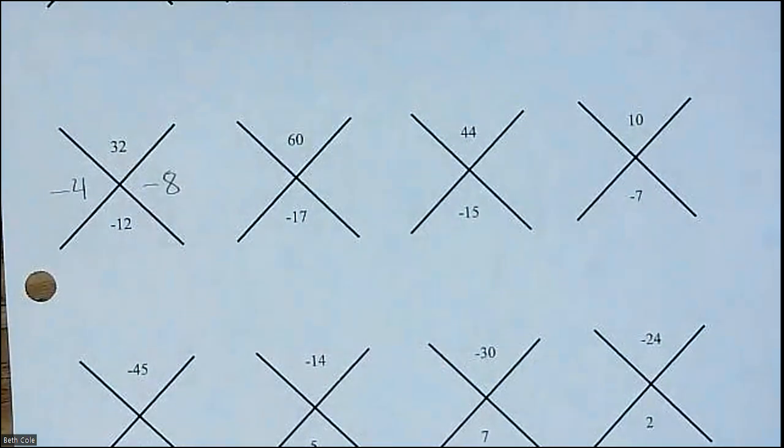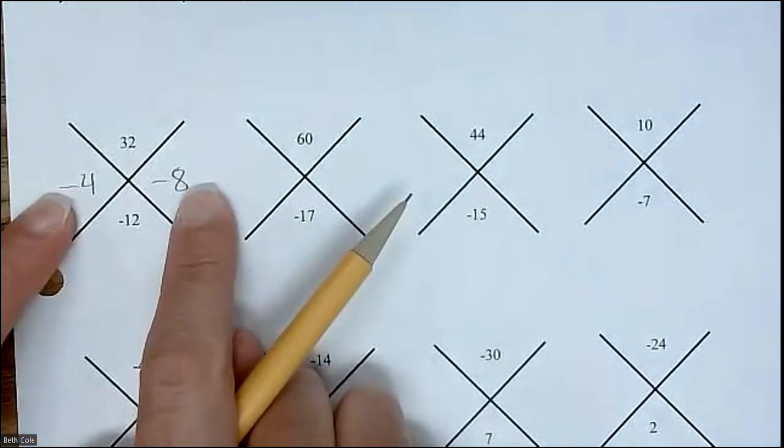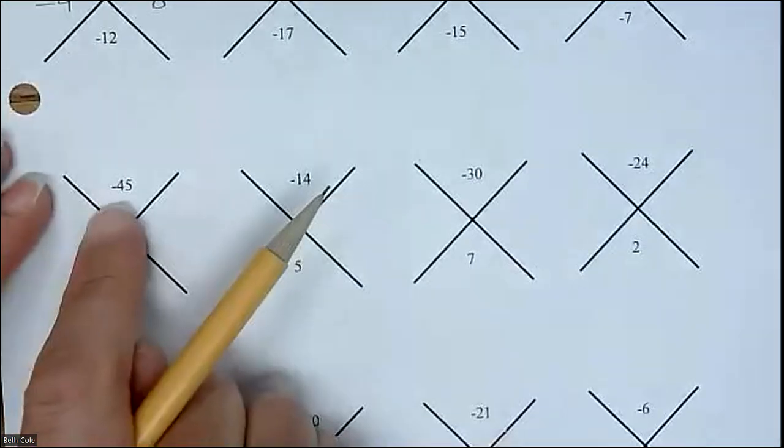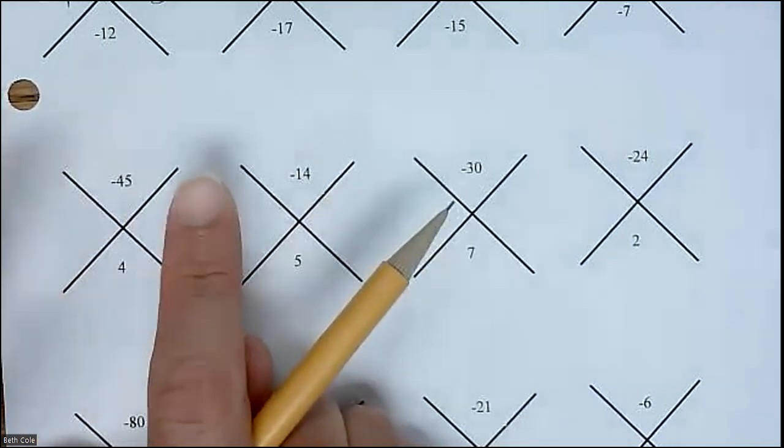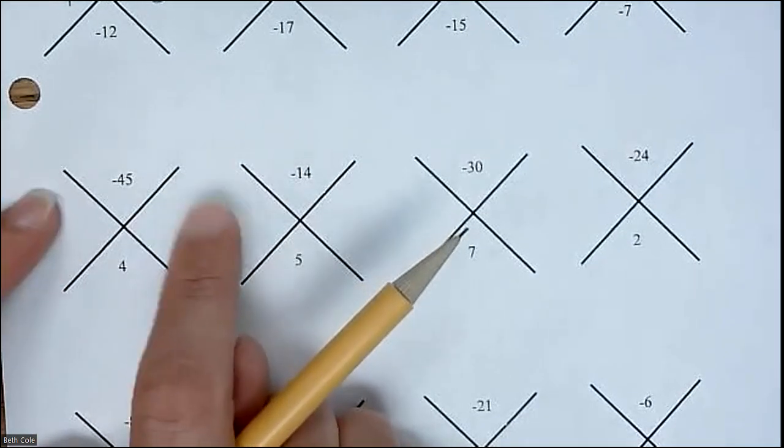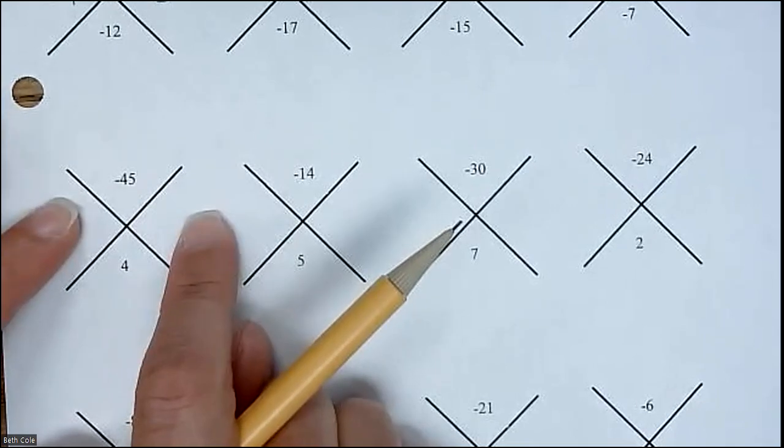So why is it a positive 32? The negatives cancel. Negative 4 times negative 8 gives you positive 32. But if you add these, you get negative 12. Now, when the top number is negative, one or the other is going to be negative. One of them is going to be negative, but not both.